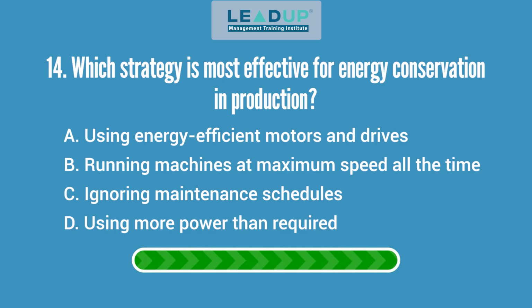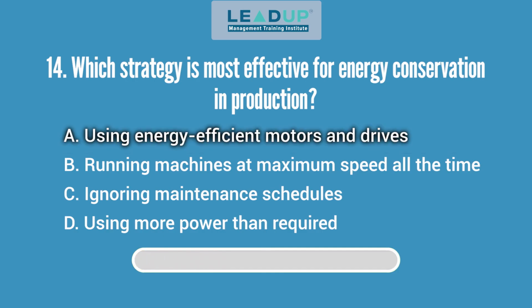Question 14. Which strategy is most effective for energy conservation in production? A. Using energy-efficient motors and drives. B. Running machines at maximum speed all the time. C. Ignoring maintenance schedules. And D. Using more power than required. The answer is using energy-efficient motors and drives.